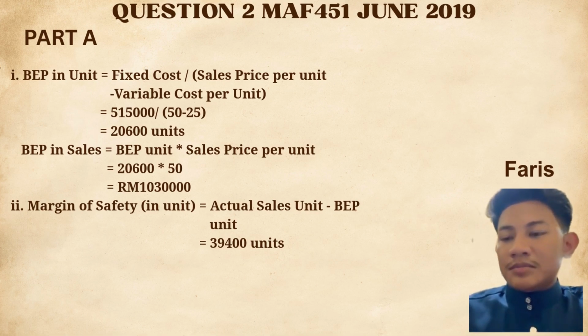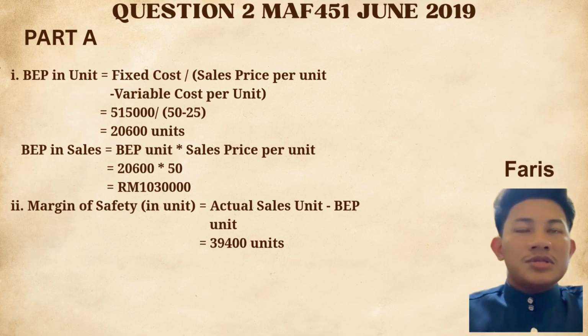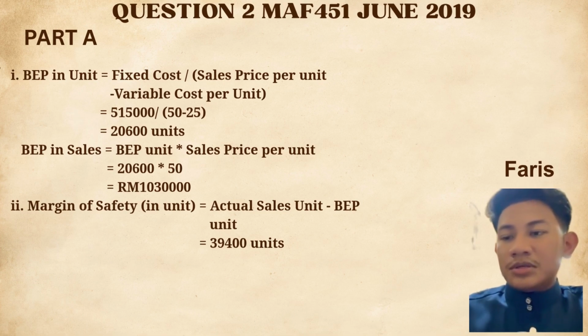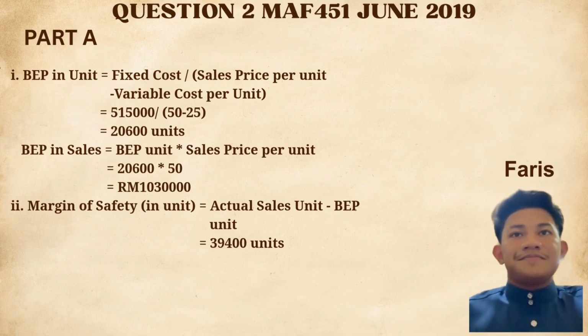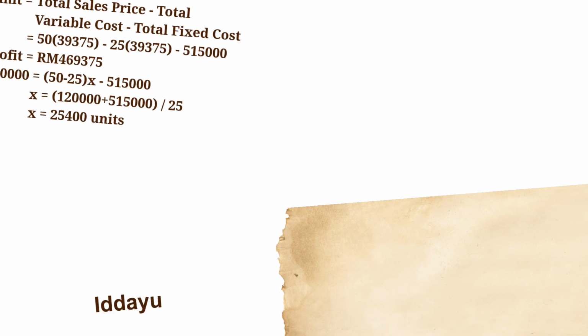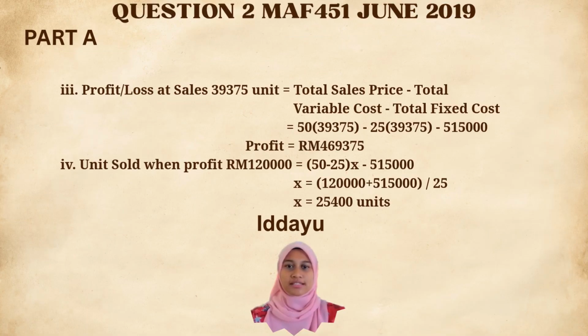Okay. And second, margin of safety in unit. How to calculate margin of safety in unit? Okay. Actual sales unit minus BEP unit. So the answer is 39,400 units.